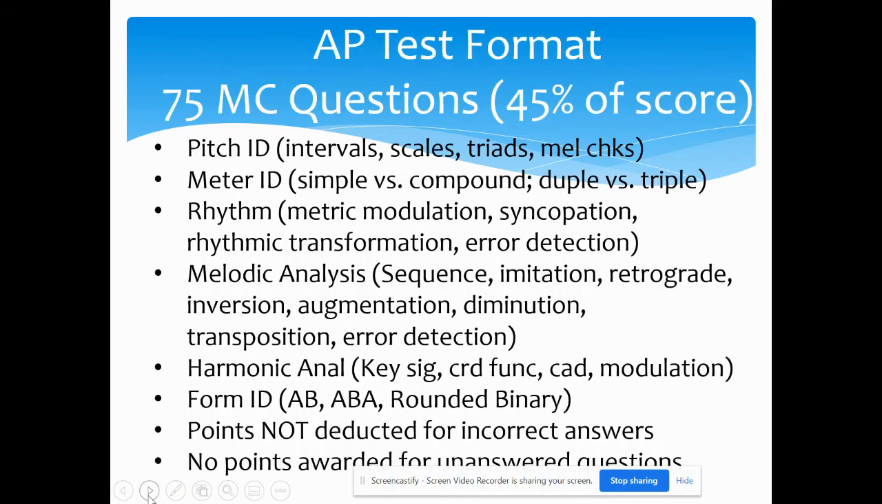So the test format for the AP exam for music theory is 75 multiple choice questions, and that's 45% of the score. We have pitch ID, meter ID, rhythm, melodic analysis, harmonic analysis, and form analysis. This is the case for SATs now, but it used to be you got a quarter-point deduction for incorrect answers. That's not the case for the SAT anymore, and neither is it the case for the AP exam. You just get points for correct answers. So in other words, it's definitely beneficial to answer every question.